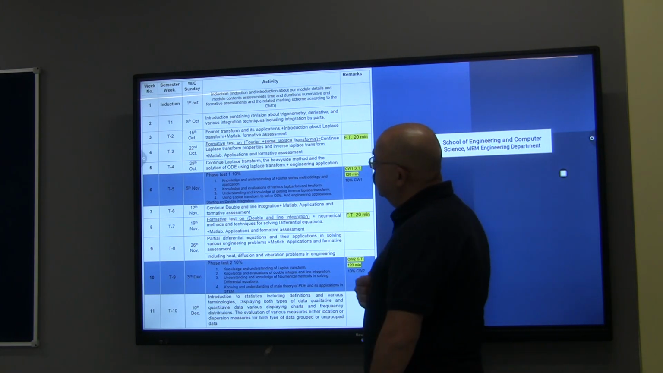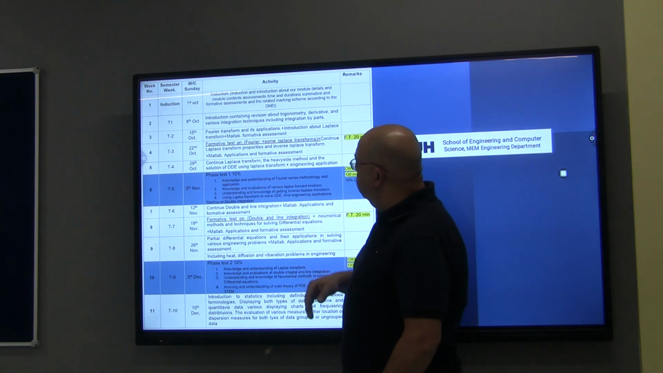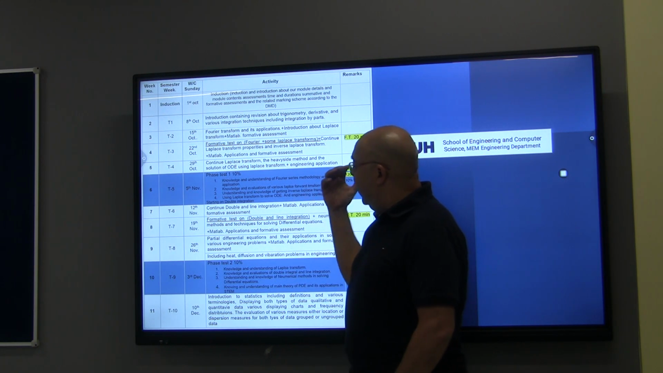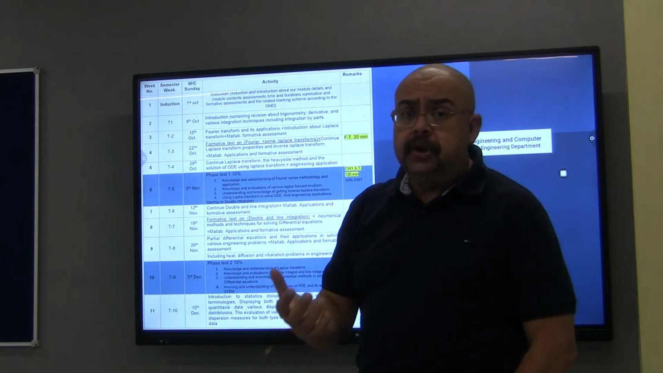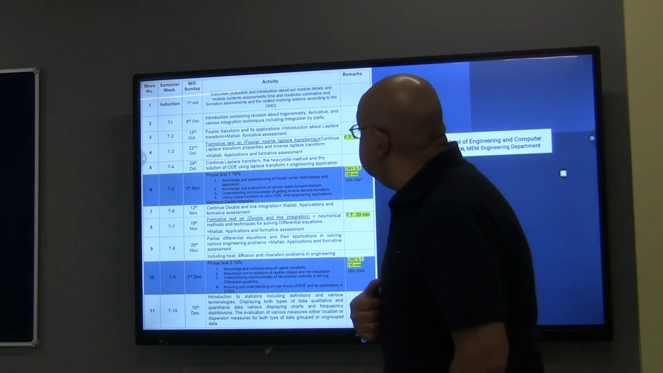Once we go to week number 5, we will continue with the Laplace transform, and we will see how to use this type of integral transform in order to solve ordinary differential equations.